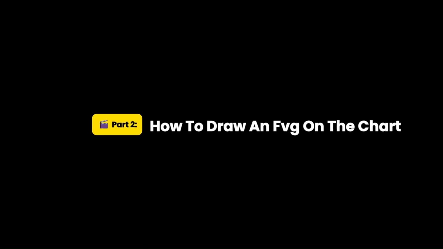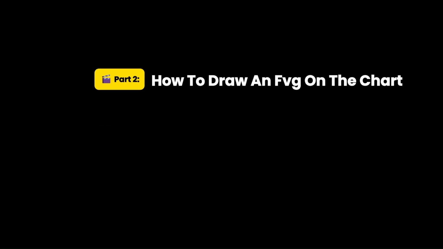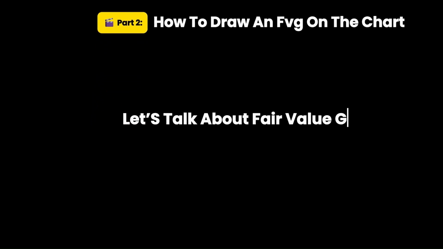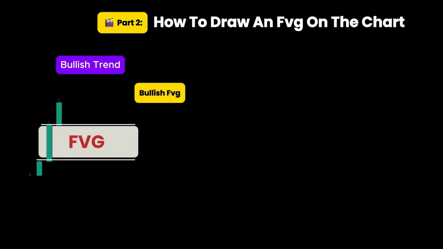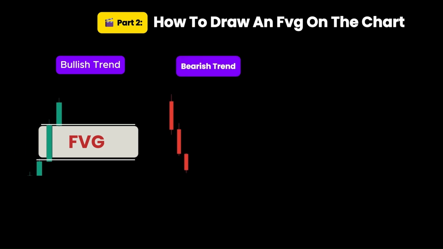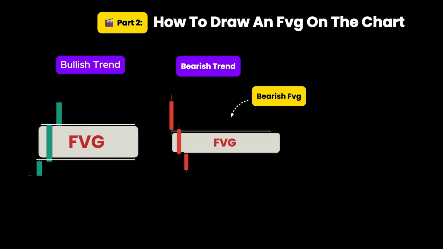Part 2, how to draw an FVG on the chart. Okay, so let's talk about fair value gaps. It's actually super simple. A bullish FVG is just a 3-candle pattern. Look at the high of the first candle and the low of the third candle. The gap in between, that's your bullish FVG, easy, right? Flip it for a bearish FVG. Take the low of the first candle and the high of the third candle. The gap between these two is your bearish FVG.